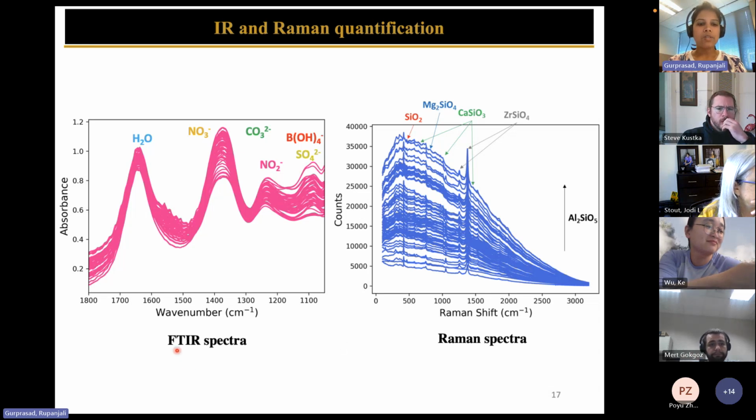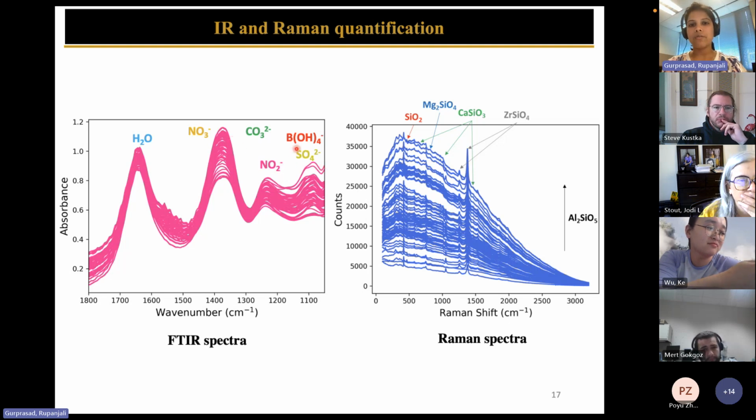We have the FTIR spectra on the left, and it's a combination of all 46 experiments that we had done. You can see that most of the process relevant anions have a very characteristic feature in the FTIR spectra. We have the nitrate ion, the carbonate ion has a signal here, there's nitrite, sulfate, as well as borate.